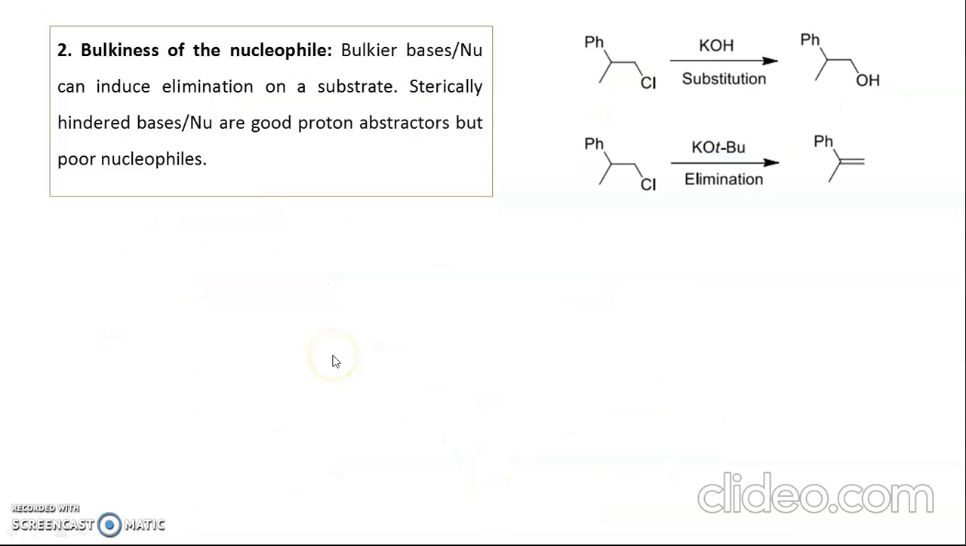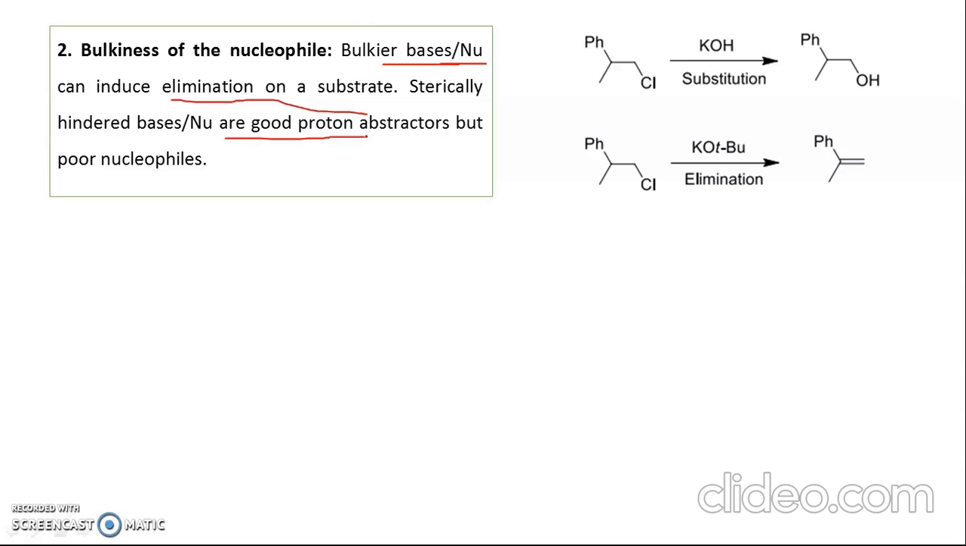Move to the second point, that is the bulkiness of the nucleophile. Bulkier bases or nucleophile, here we are using both the terms together because we are comparing elimination and substitution. Base, this term we mostly use for elimination, and nucleophile we mostly use for substitution. So if it is bulkier, then it can induce elimination on a substrate. So sterically hindered bases and nucleophile, they will be good proton abstractor compared to its nucleophilicity.